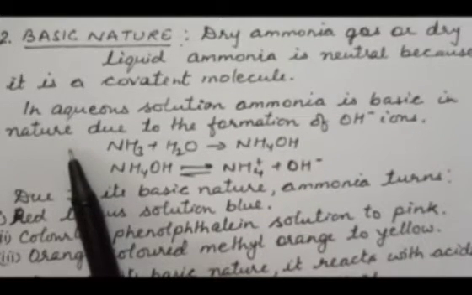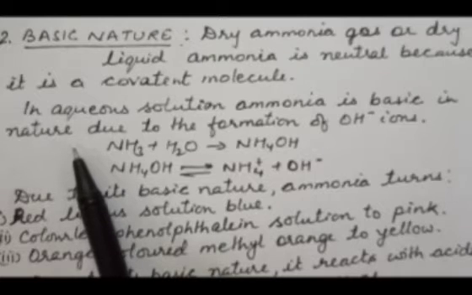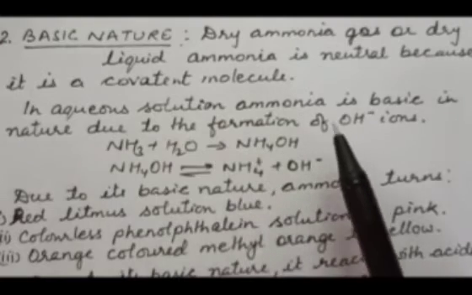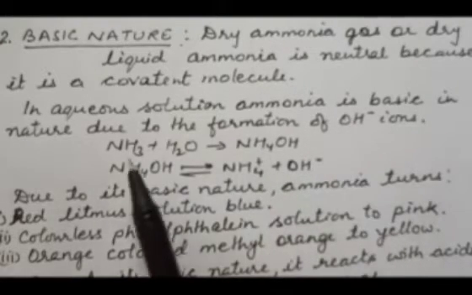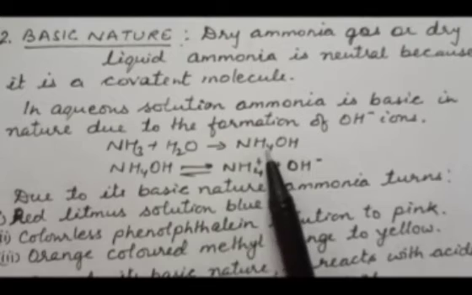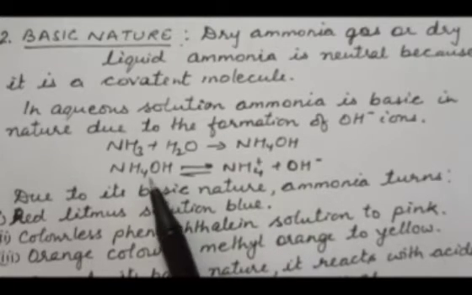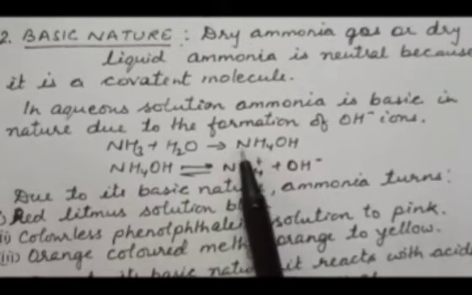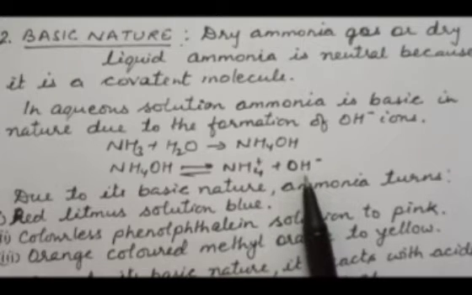Basic in nature means it turns red litmus blue. And why is it basic in nature? Because of the formation of hydroxyl ions. When ammonia gas is dissolved in water, it gives ammonium hydroxide, and this ammonium hydroxide contains ammonium ions and hydroxyl ions, which are negatively charged ions, and these ions impart the basic nature of ammonia gas.